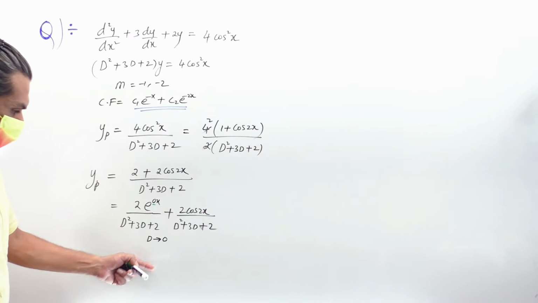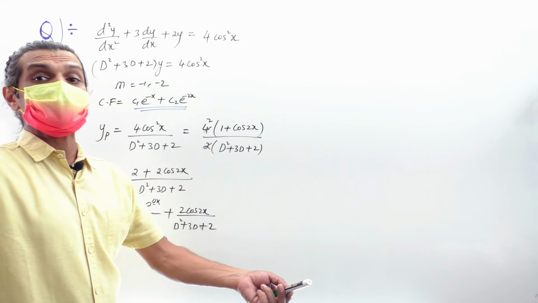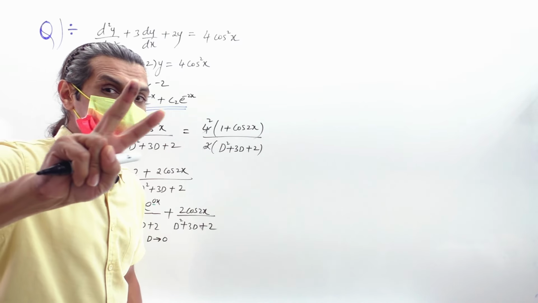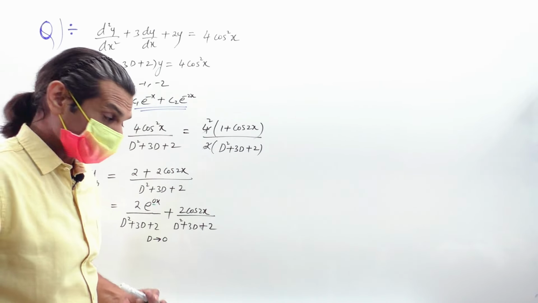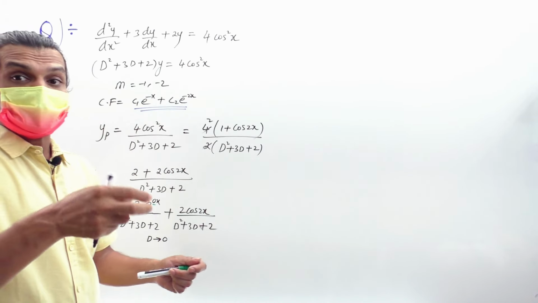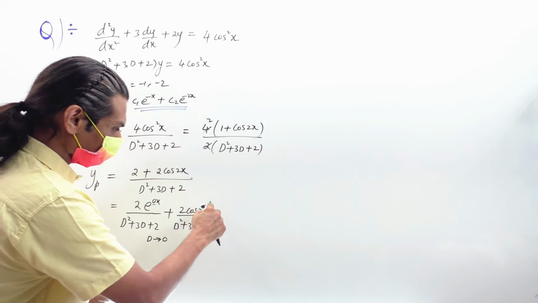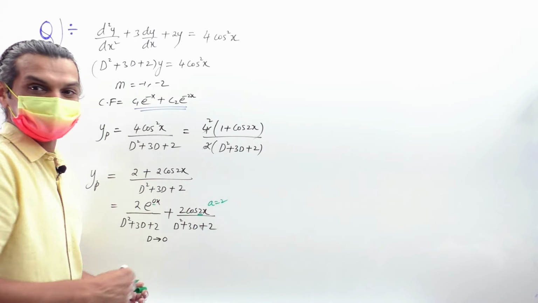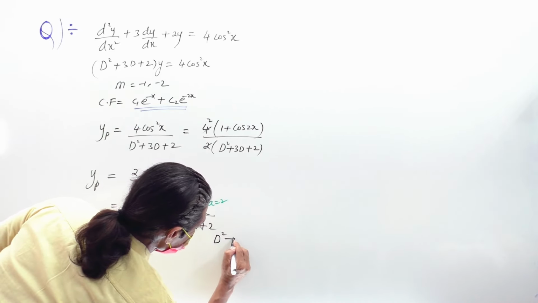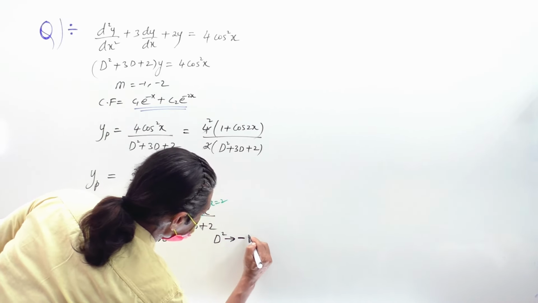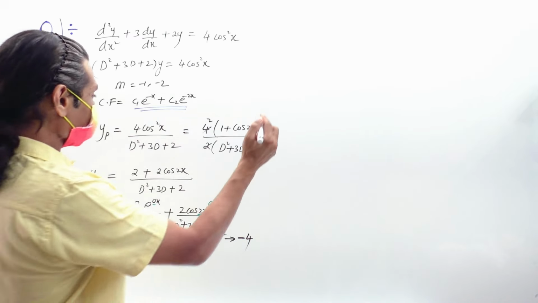Fine, write neatly. Here 2 cos 2x, plain cos 2x upon d square plus 3d plus 2 is type number 2, the particular integral of type number 2 which you are doing here. That means in type number 2, sin ax or cos ax, what is a here? It is 2. We replace only d square in the denominator by minus a square. So minus of 2 square is minus 4. That's it.